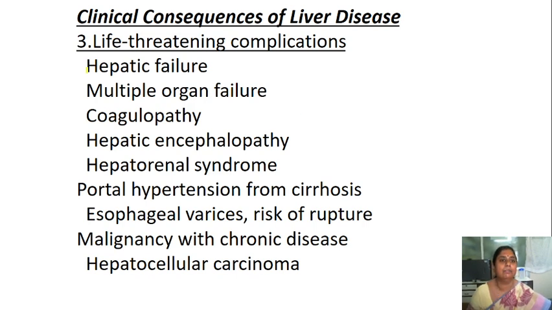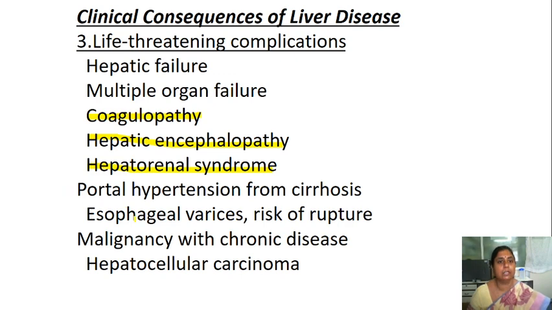Here we have what is called hepatic encephalopathy, right? Hepatic encephalopathy. Coagulopathy is because your coagulation factors are not being synthesized up to what is necessary, right? Hepatorenal syndrome. Okay, these three are the life-threatening complications. We also have bleeding from portal hypertension.